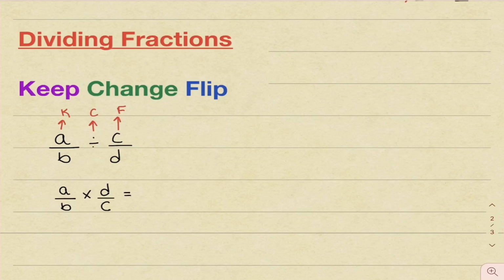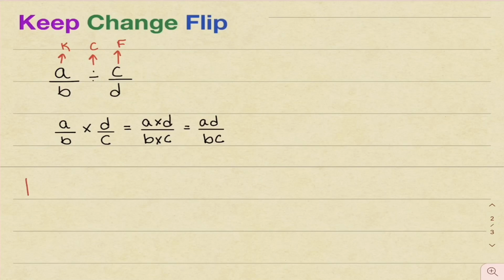And we just learned how to multiply fractions. So we just multiply across, top with the top, which is A times D, over bottom with the bottom. So A times D is just AD over B times C is BC. So let me go ahead and do an example.